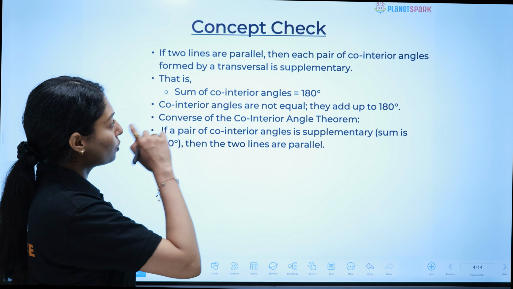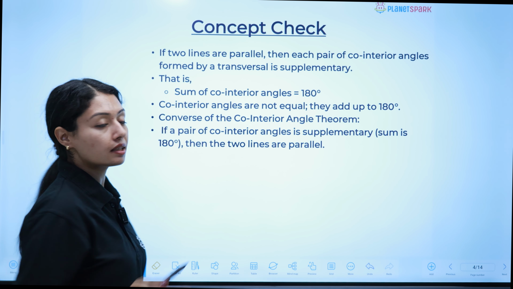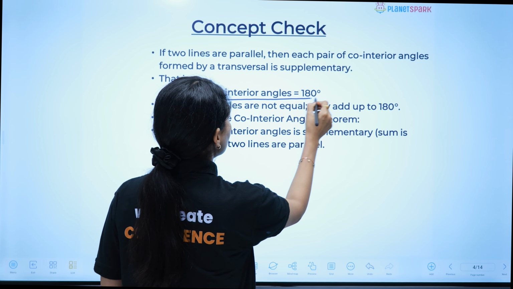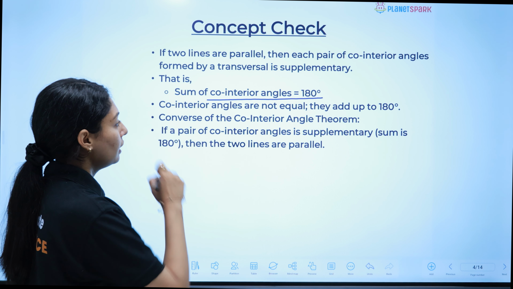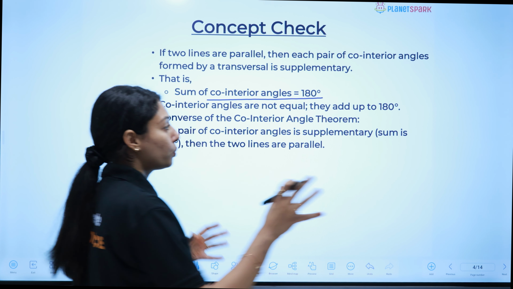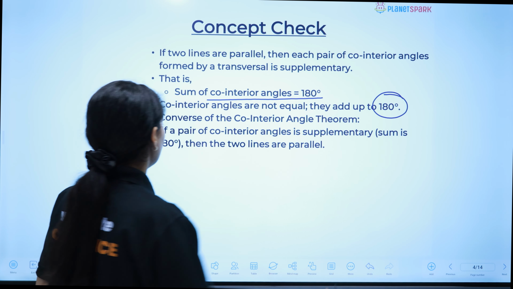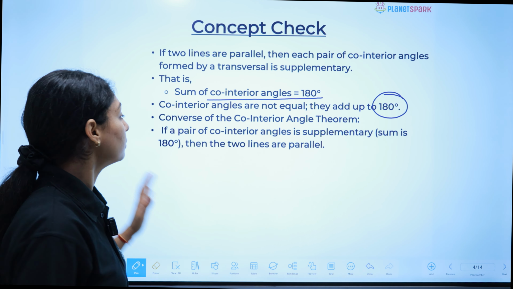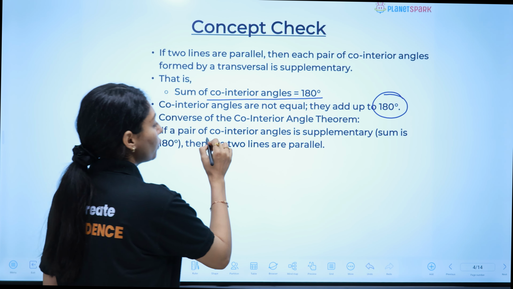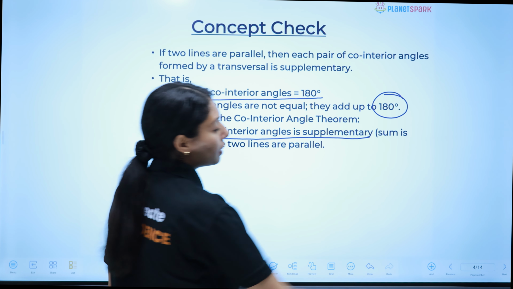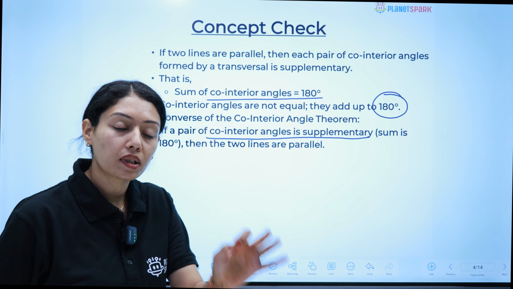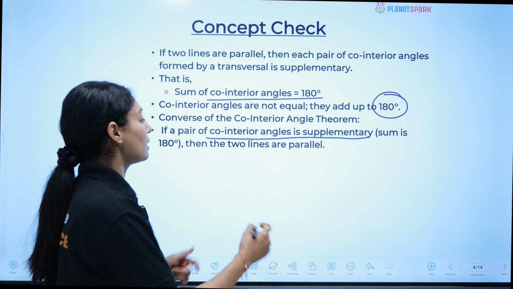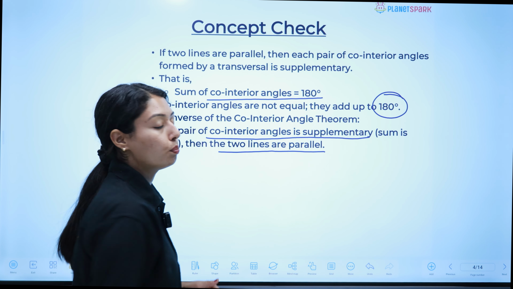Next we have when two lines are parallel. Okay, these are the properties that we just discussed. Sum of co-interior angles क्या होगा? 180 degree, right? They are not equal. They add up to 180 degree. Okay, then converse of that is also there. That means if a pair of co-interior angle is supplementary, supplementary means sum is 180 degree, then we can say the two lines are parallel.